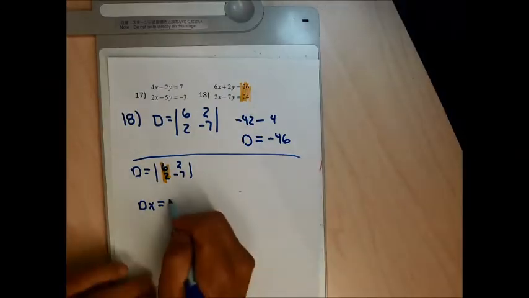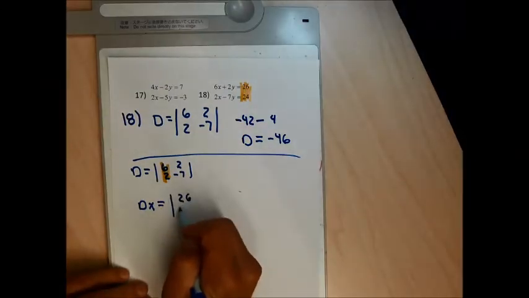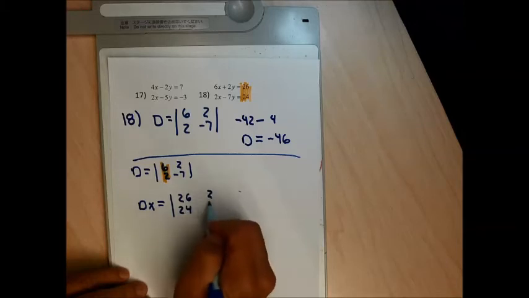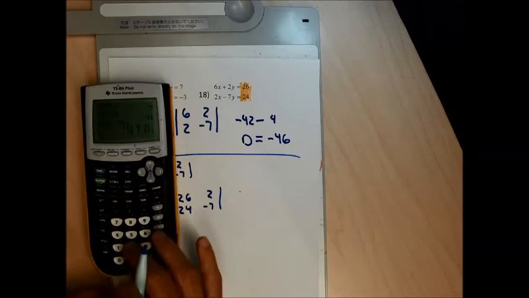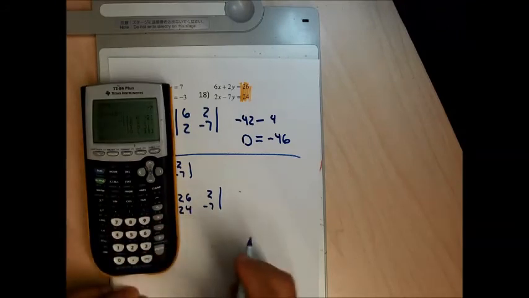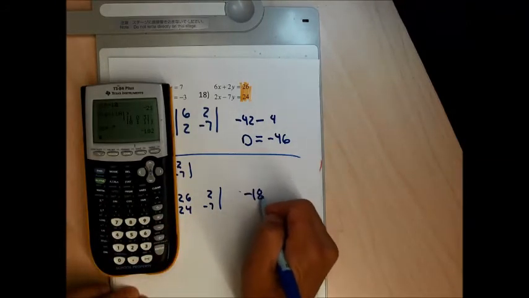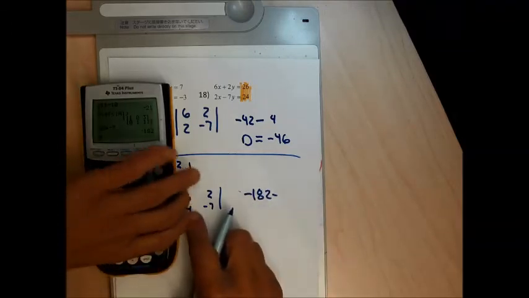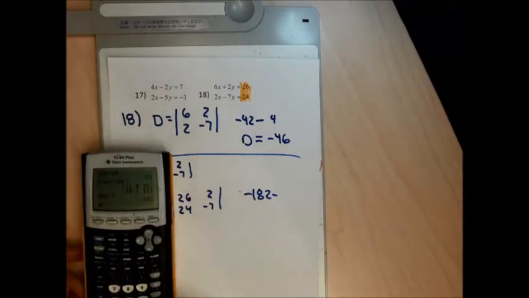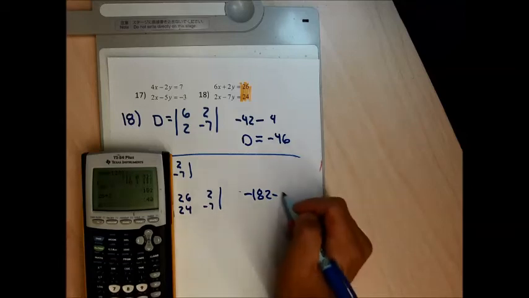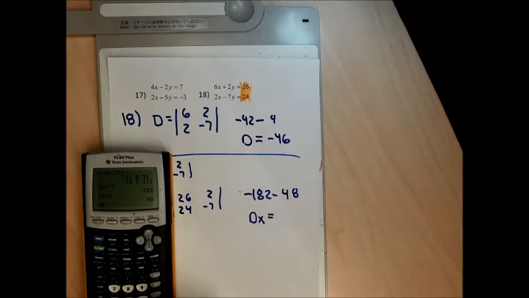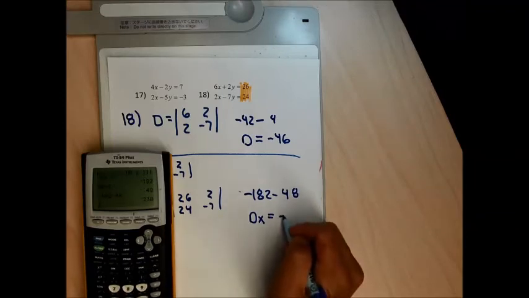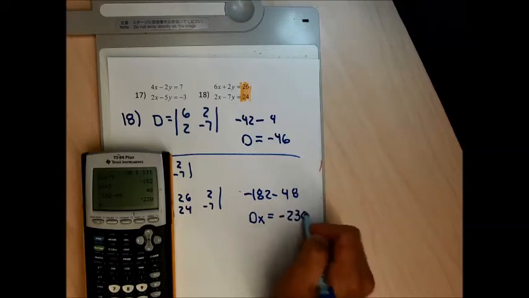Big numbers. So I'm going to go 26, 24, 2, and negative 7. I'm afraid to do this. So 26 times negative 7 is negative 182. And then minus 24 times 2, which is minus 48. So my D sub x is going to equal minus 182 minus 48, and I get minus 230. Wow.